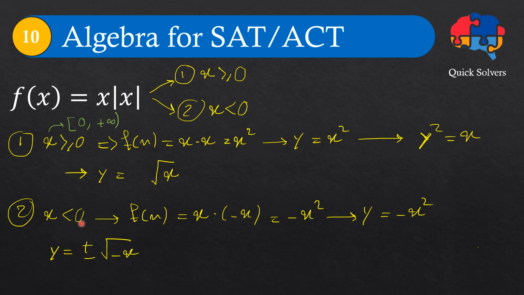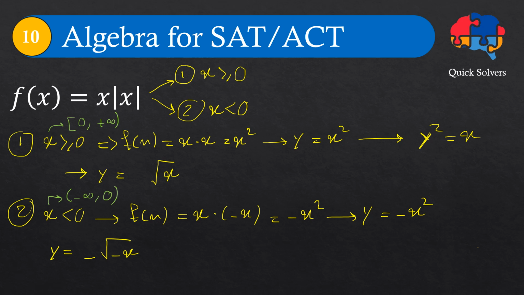Well, the range of x here is from minus infinity to 0. And this becomes the domain of y. We know x is negative, so minus x would be positive, but y should be negative. If I take positive here, then y becomes positive. If I take negative here, then it becomes negative. Well, y should be negative because x is in this range, which is negative. That means we should take y equals minus the square root of minus x.